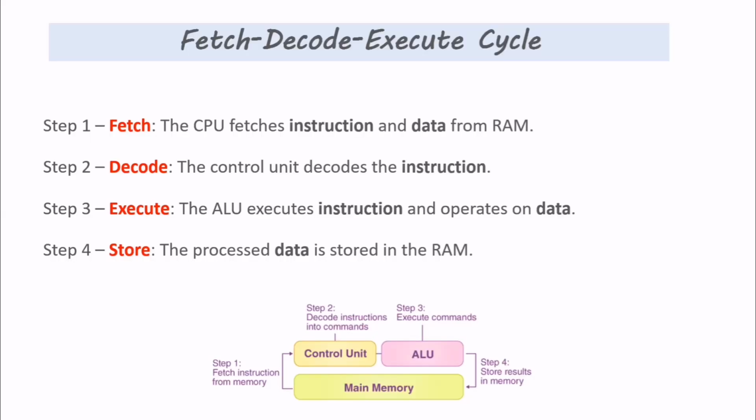The fetch-decode-execute cycle can be summarized in 4 steps. Fetch: the CPU fetches instruction and data from RAM. Decode: the control unit decodes the instruction. Execute: the ALU executes the instruction and operates on data. Store: the processed data is stored in the RAM.